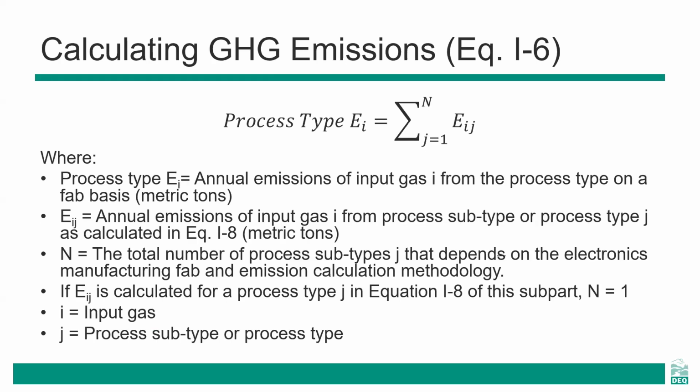Here we see equation I6 of 40 CFR 98 introduced with a key for the equation inputs. Equation I6 is used to estimate the emissions of input gas and each byproduct gas from a specific process type on a fab basis in metric tons.